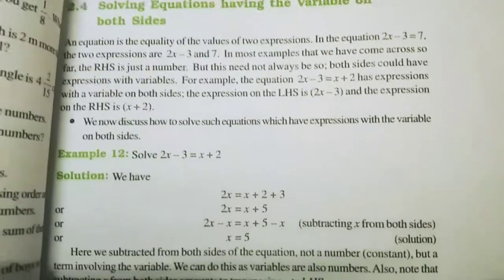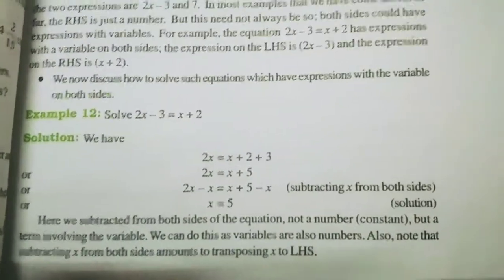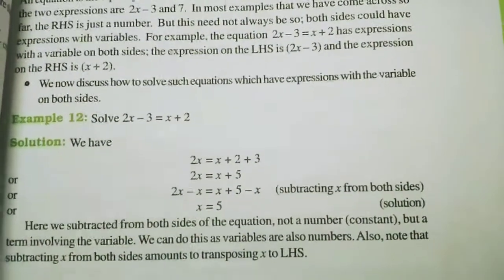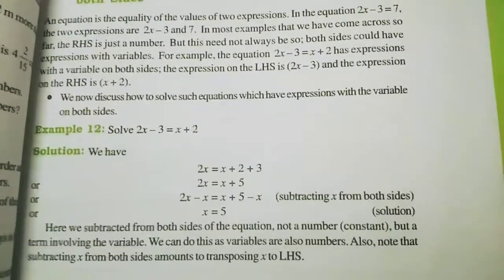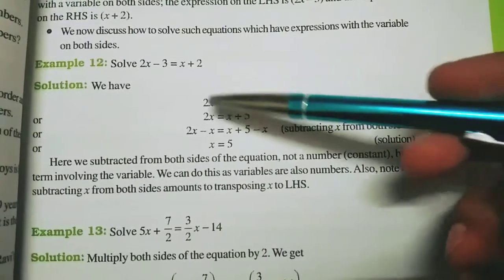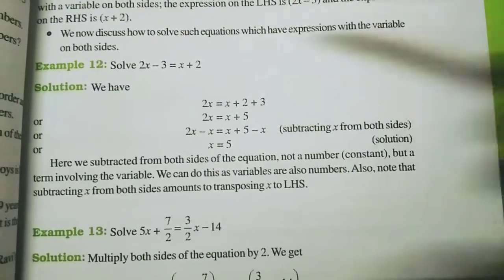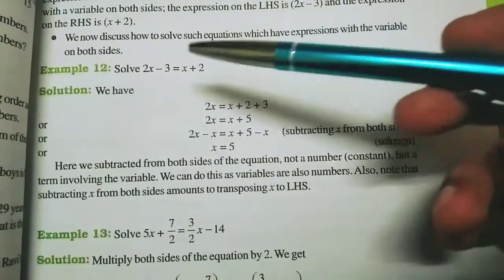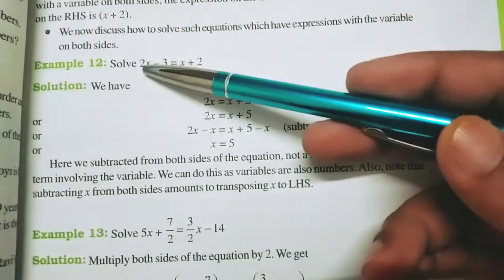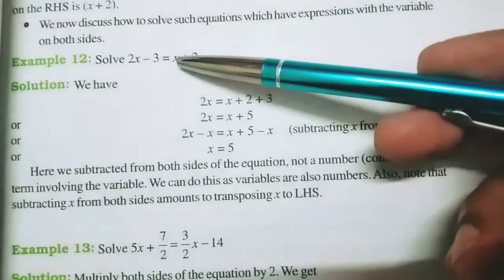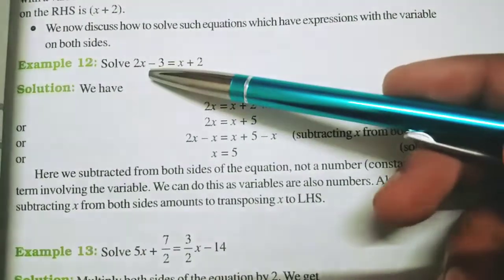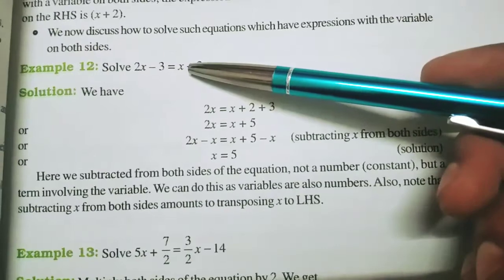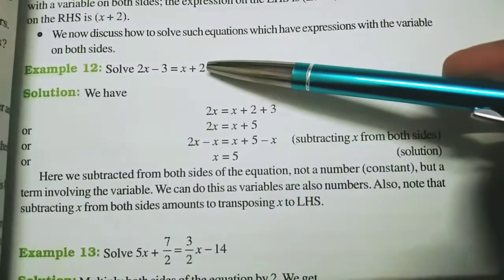You already know how to solve linear equations and find the value of x. Here 2x minus 3 equal to x plus 2 is given. This is called the LHS part and this is the RHS part. In both the LHS and RHS you can see the variable x. So how do we solve this type of question?